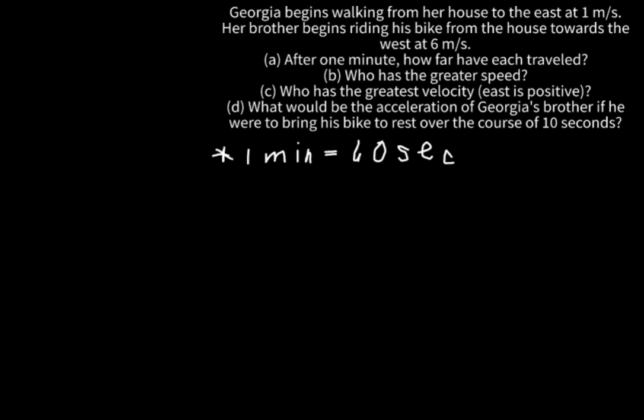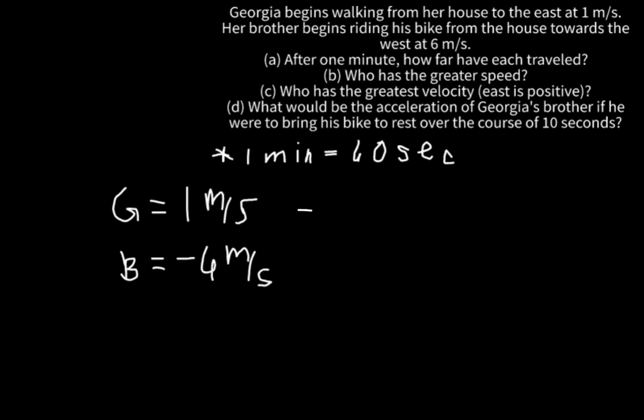Part C asks a very similar question to part B, who has the greater velocity, where eastward is positive. So now we can take these values that I gave you in the problem and say that Georgia's traveling to the east. So she's going at a positive 1 meter per second. Her brother is going towards the west in the opposite direction at negative 6 meters per second. So this would give Georgia a greater velocity.